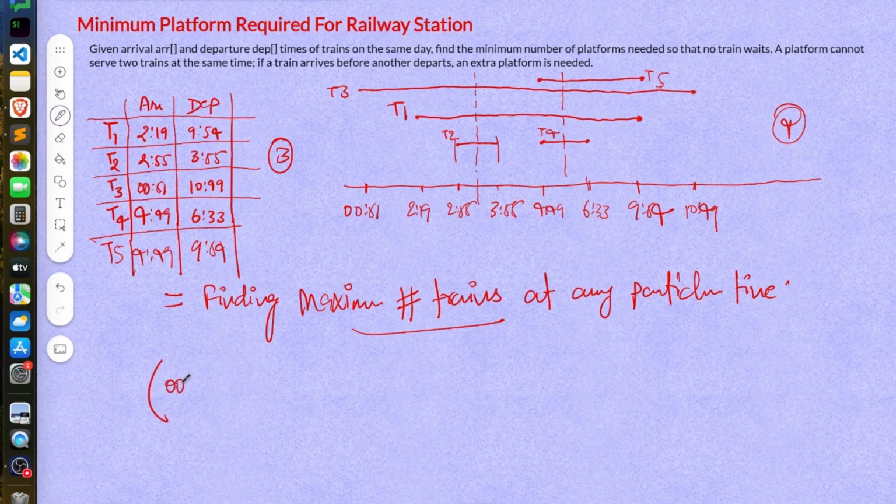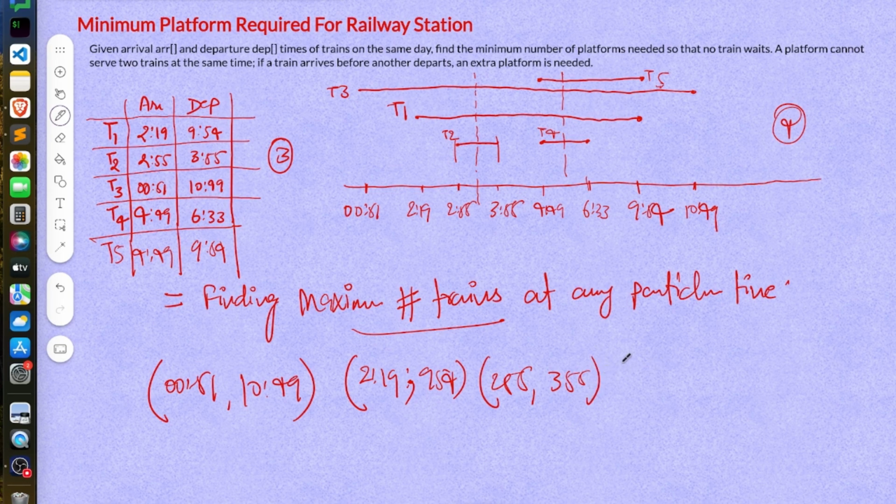you would be having 0051, and then 1049, then the next would be 219 comma 954. The third would be 255 comma 355. The fourth data would be 449 to 633. See, for T4 and T5 the arrival time is same, but if you do a sorting, then if the arrival time is same, then the sorting would be happening based on the departure time. So that's why 633 comes first, and then you are having 954, right?